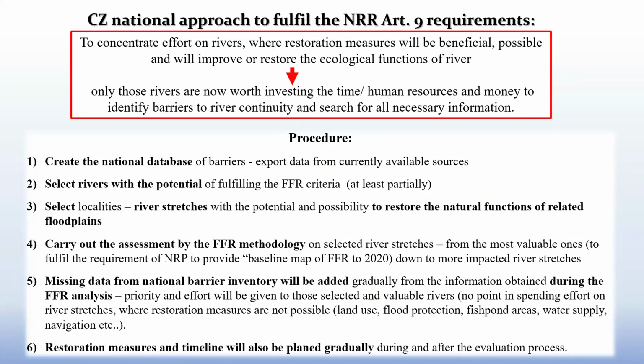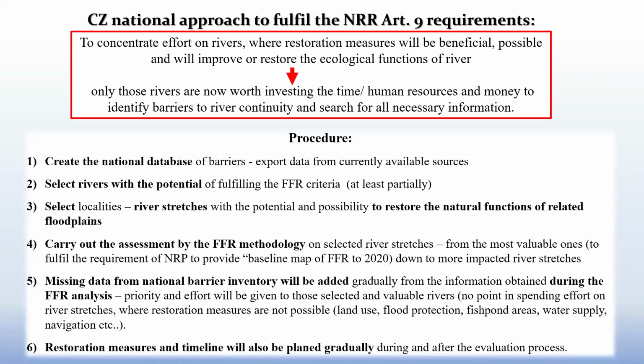So the procedure is, first step is to create the national database of barriers. This is what we've got almost done. Then select rivers with the potential of fulfilling free-flowing river criteria, or at least partially. And then we also have to select localities or river stretches with the potential and possibility to restore the natural functions of related floodplains, in line with Article 9.